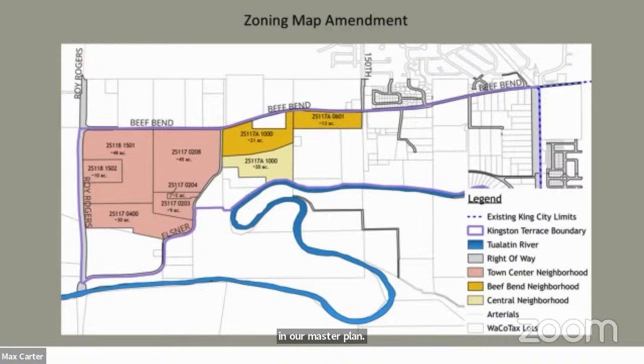The 4 zones that we have in the Kingston Terrace area are the Town Center Main Street zone, the Beef Bend zone, the Central Neighborhood, and the rural character. In this particular annexation, you have 3 zones that are applicable. That's going to be the Town Center, the Beef Bend, and then the Central Neighborhood. You can see the estimated acreages up on the map here. You're looking at probably about 35 acres of Beef Bend, about 20 acres of Central, and then the remaining land is the Town Center Main Street area.